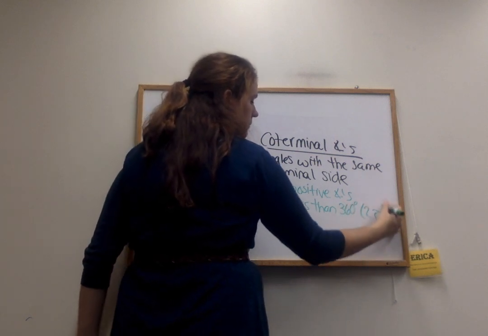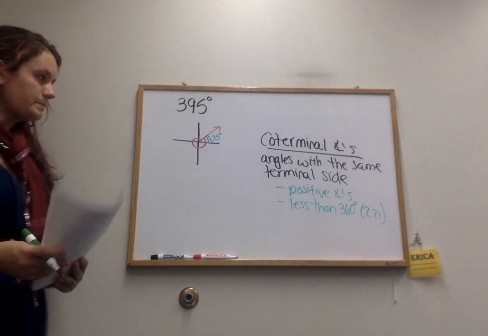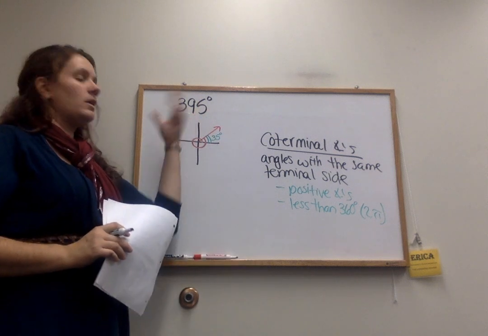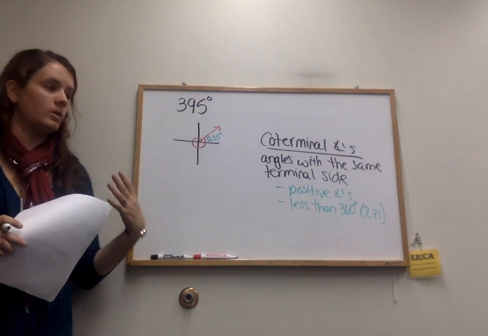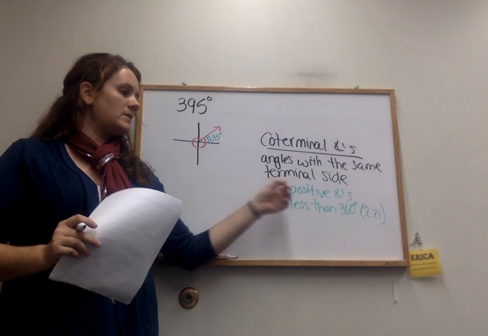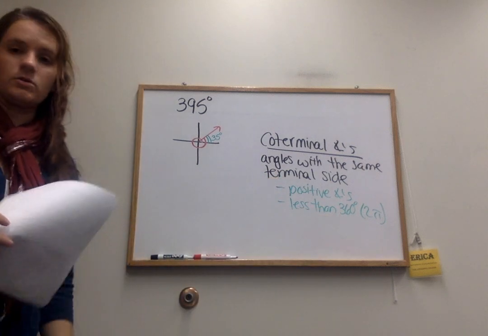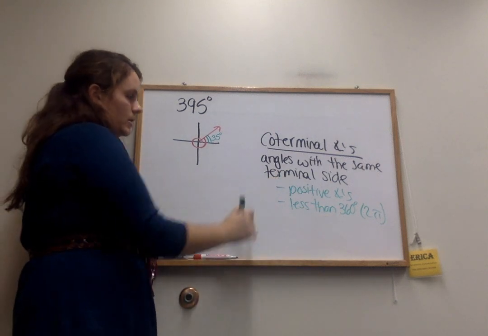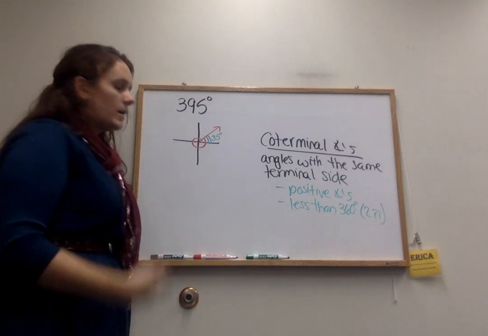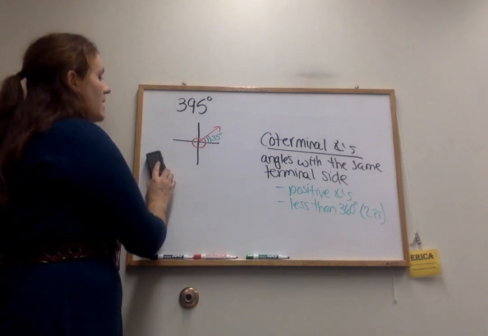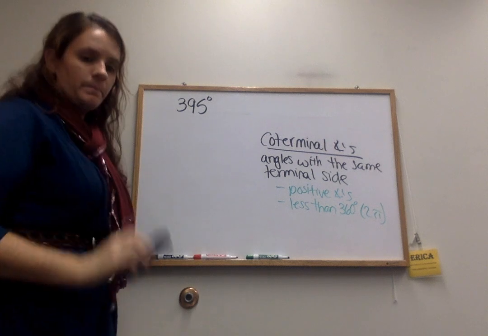Or 2 pi, remember if we're talking about radians. So when we're given an angle and we're asked to find an angle that's coterminal with it, we are looking for a positive angle that is less than 360 degrees. Okay, that's the criteria that we're going to use to find them. All right, so let's talk about how we might do this without using a picture.